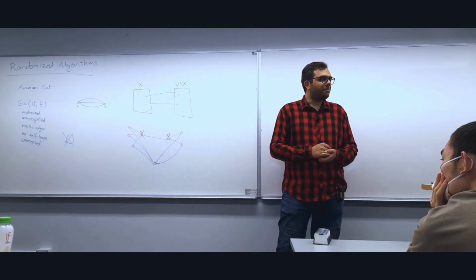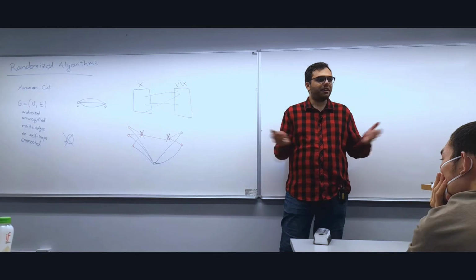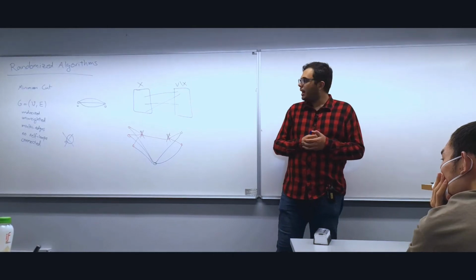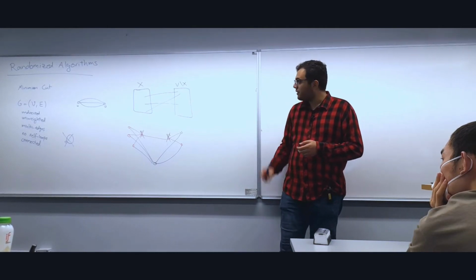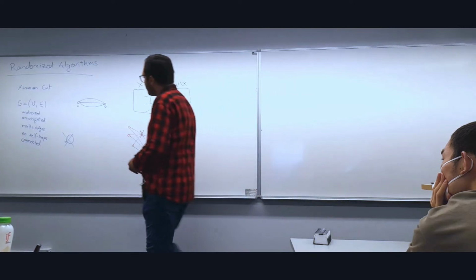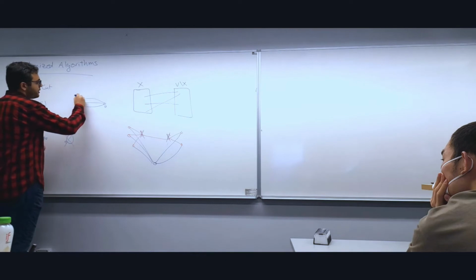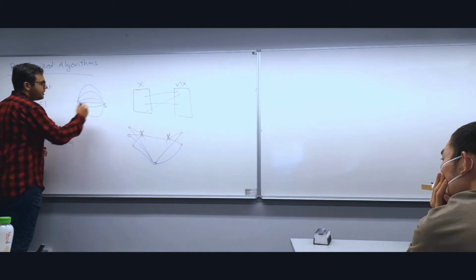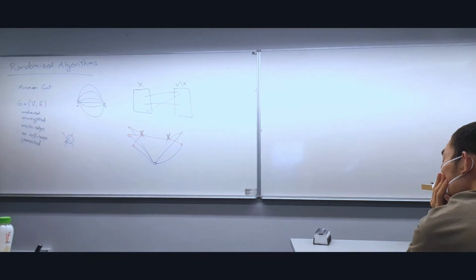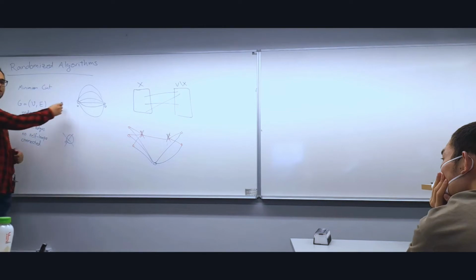So every time I just pick a random edge and I contract it. What happens eventually? Eventually, I will have only two vertices. So I will have a case like this, and I will have a lot of edges between them. Right? And then when I get to only two vertices, I say, okay, this is my cut. So all the edges that go between them.